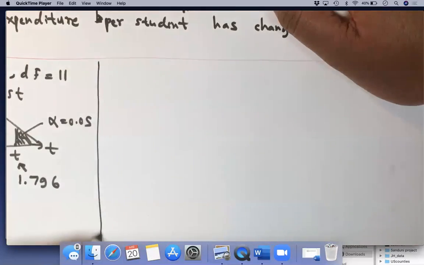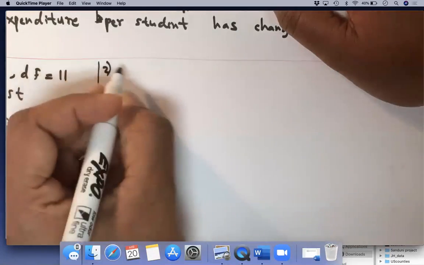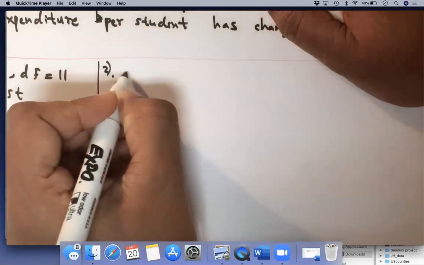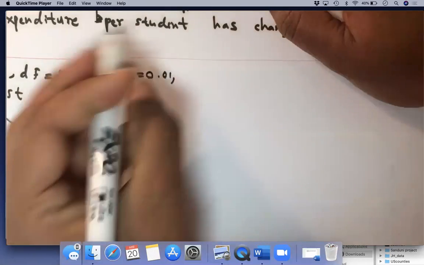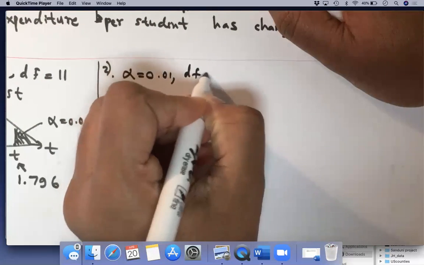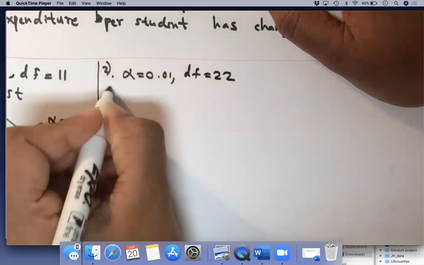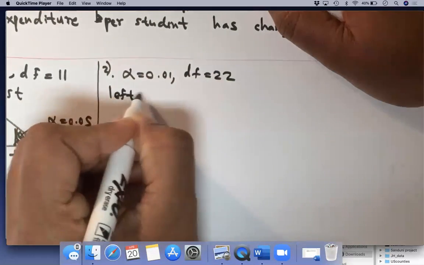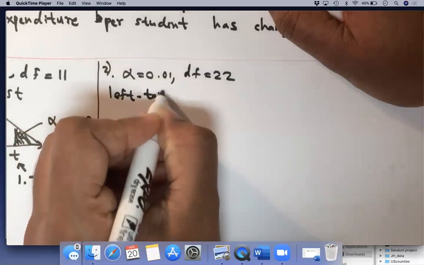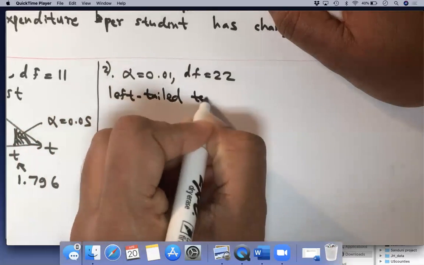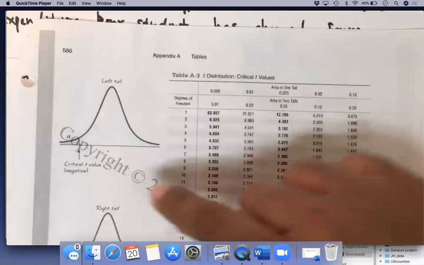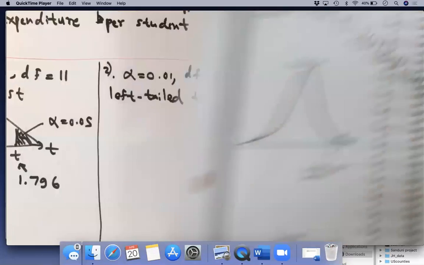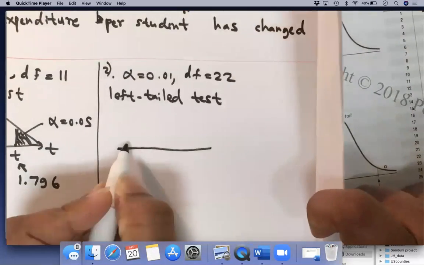Now, second one, we have alpha 0.01 and degrees of freedom is 22, and this is again a one tail test, but here it's left tail. Left tail test. Then again use the table. Here it's something like this. This is the picture. I will draw the picture also.